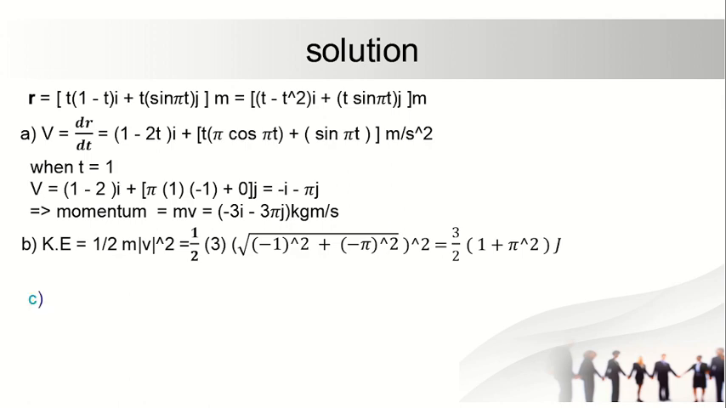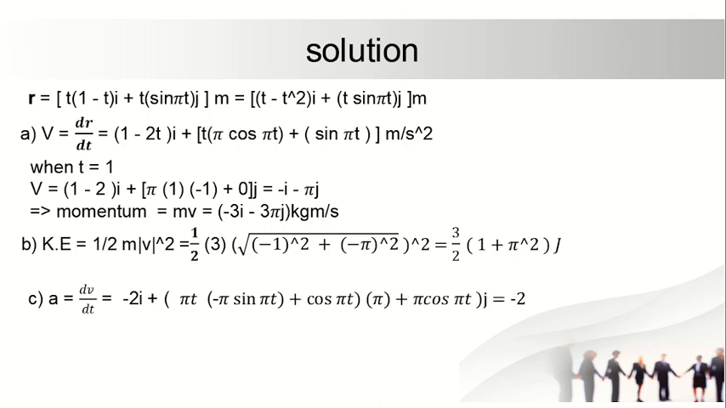Now let us pass to the C part. We are asked to calculate the cosine of the angle between the velocity and the acceleration. So with that, let us first of all have the acceleration. What will be the acceleration? The acceleration is given by dv/dt. What does dv/dt equal to? It will be equal to negative 2i.